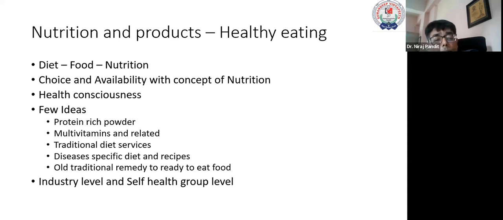Industry level and self-help group level, you can develop this nutritional product concept at a larger level. Okay, so this is something about the nutrition aspect. We will see one of the series in more detail about nutrition.